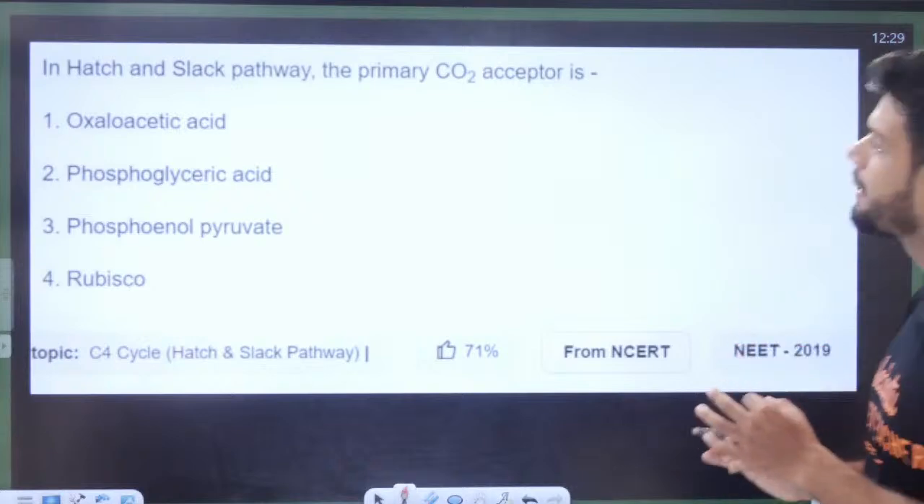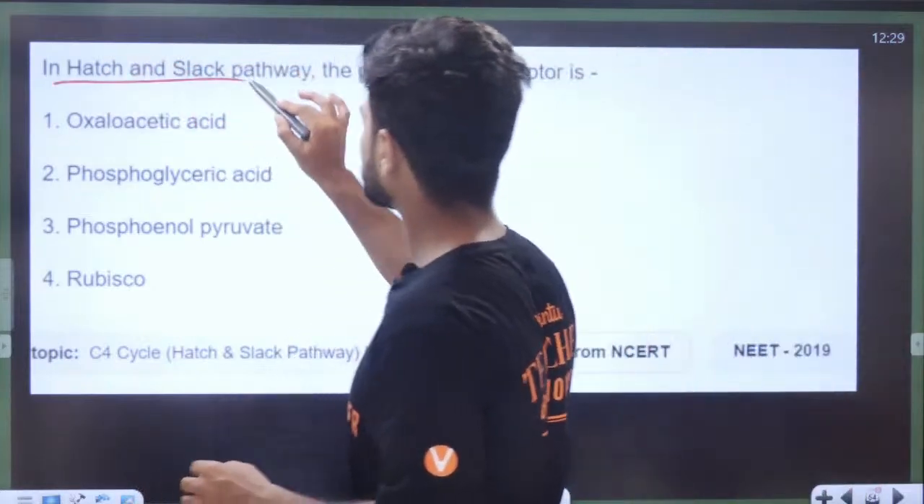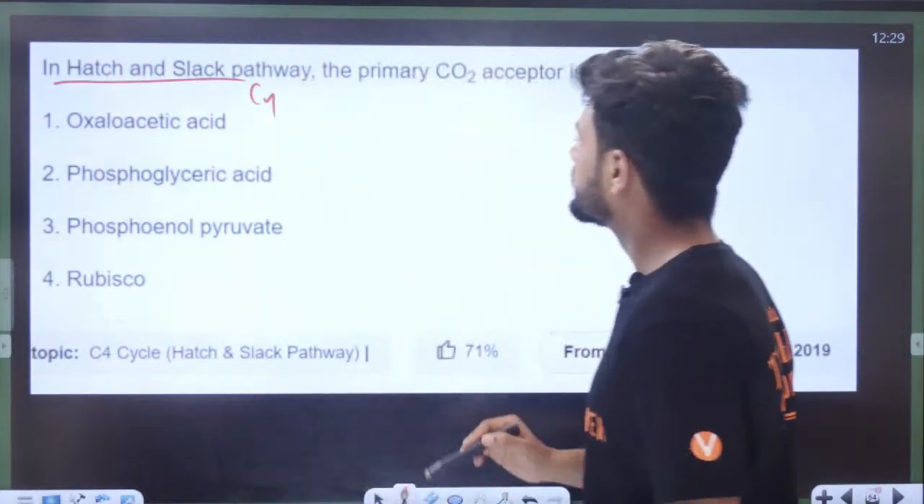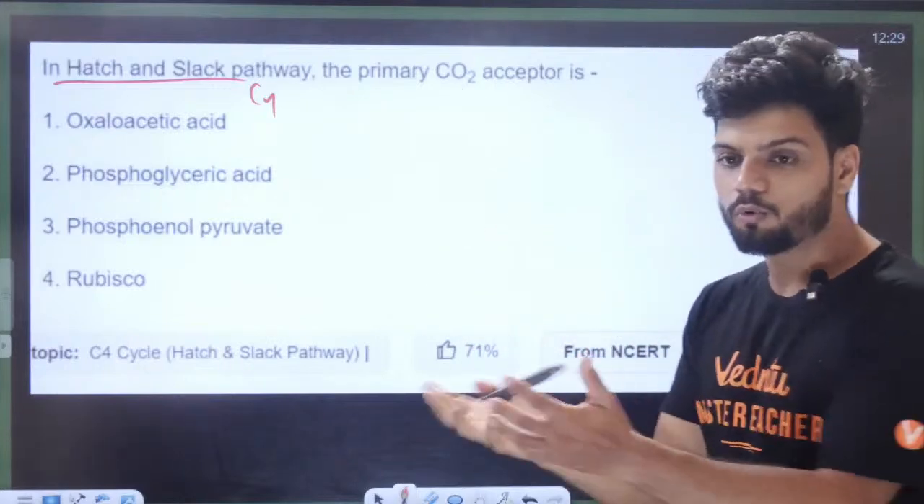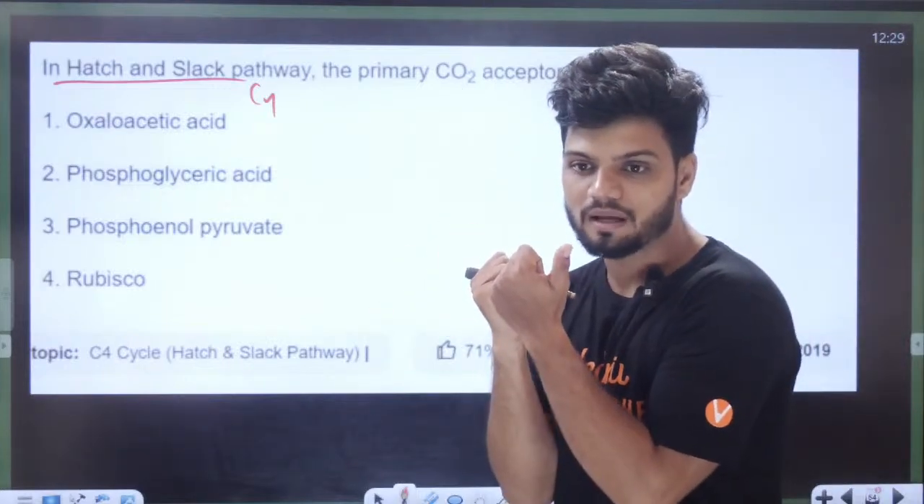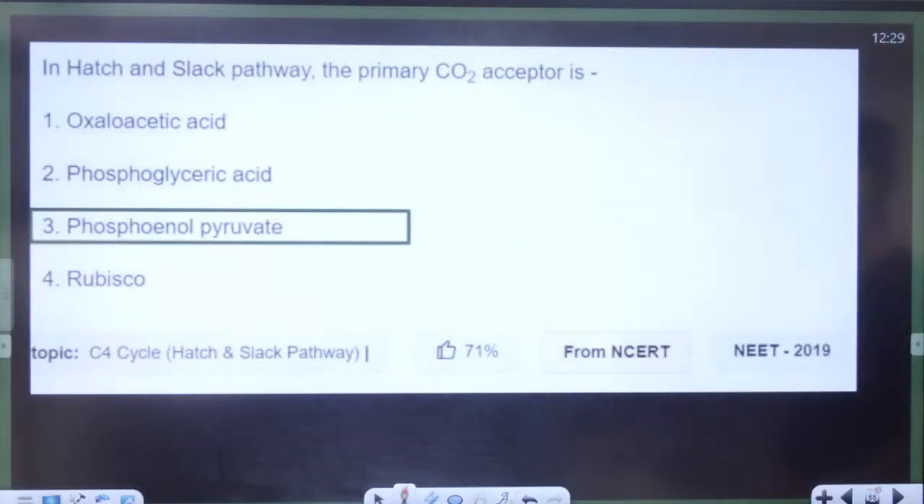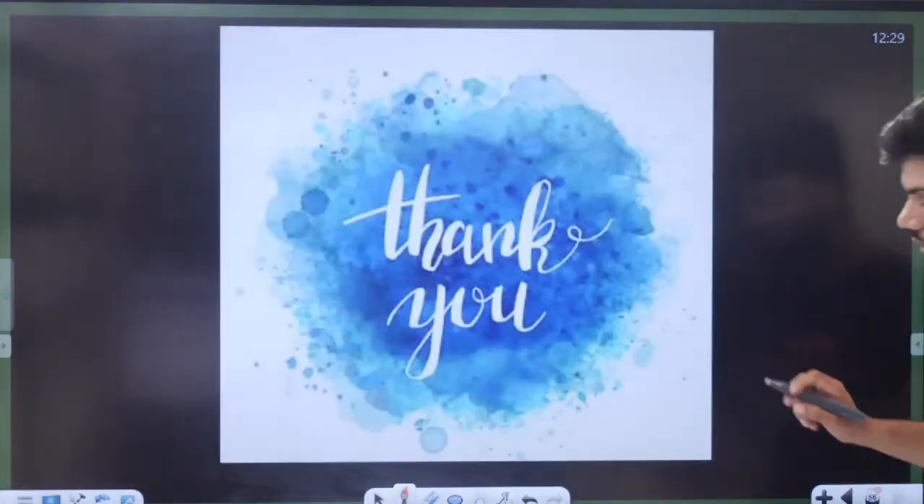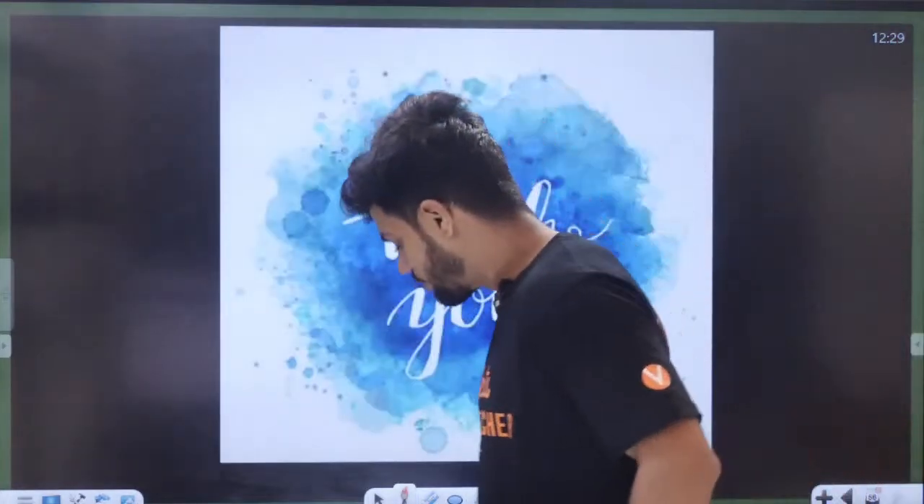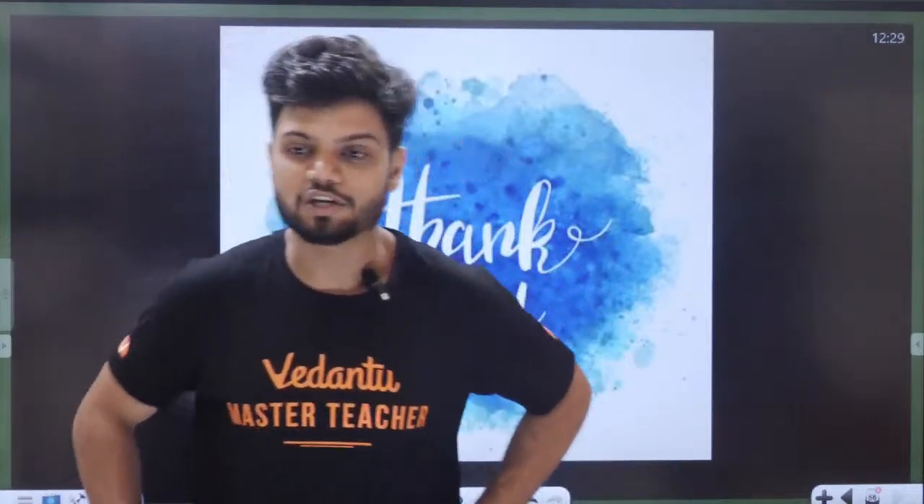In the Hatch and Slack pathway, that is the C4 pathway, in the C4 cycle, who is accepting the starting CO2? The primary CO2 acceptor is, very easy question again, PEP, phosphoenol pyruvate. Okay. And students, that is the end of today's session.